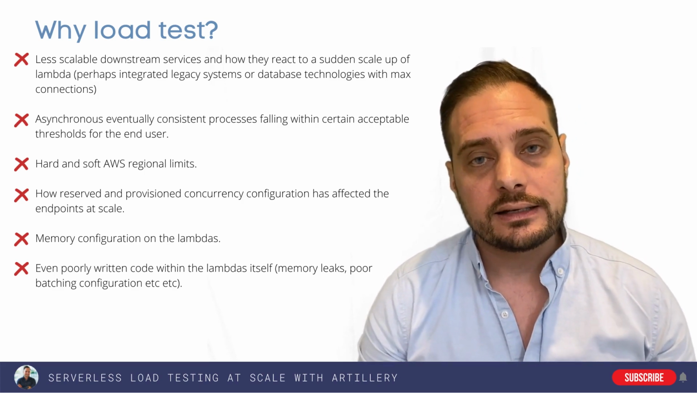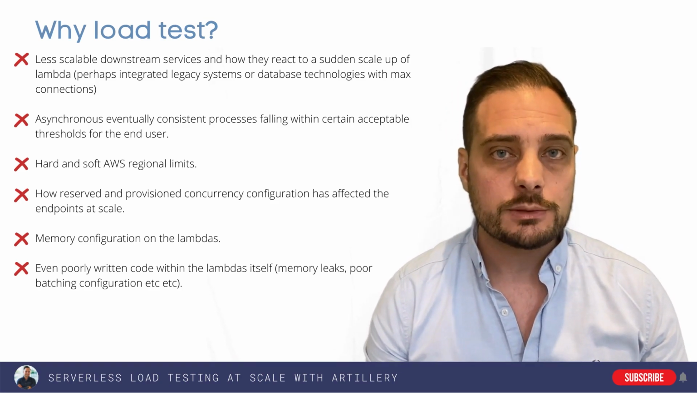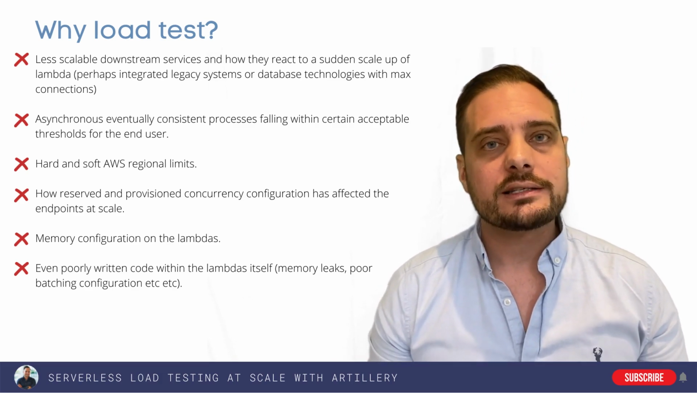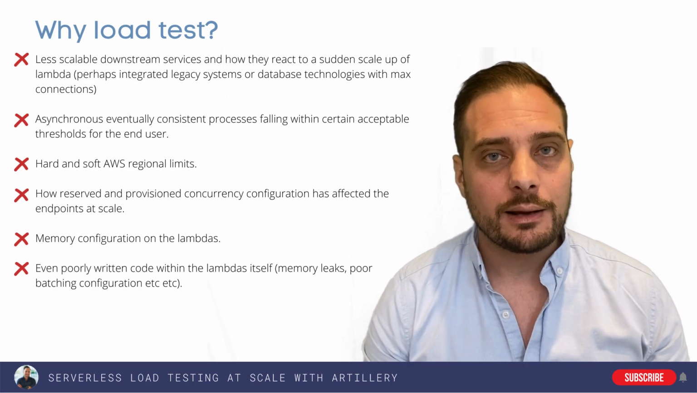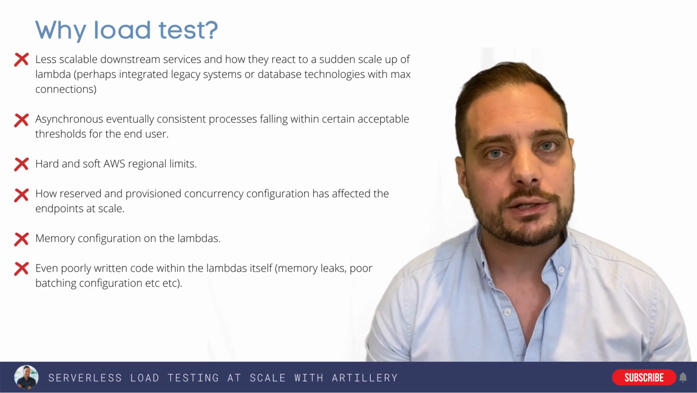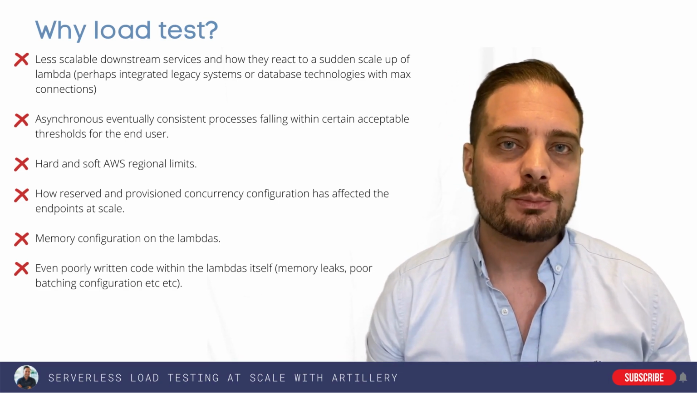You've got things like asynchronous, eventually consistent processes. So if you think of a customer getting an email, you'll have non-functional requirements around how long it takes for the customer to get that email. And that might be 30 seconds max, but you might find at massive scale and with batching and queues that it takes 10 minutes. So again, you're only going to see this at large peak.